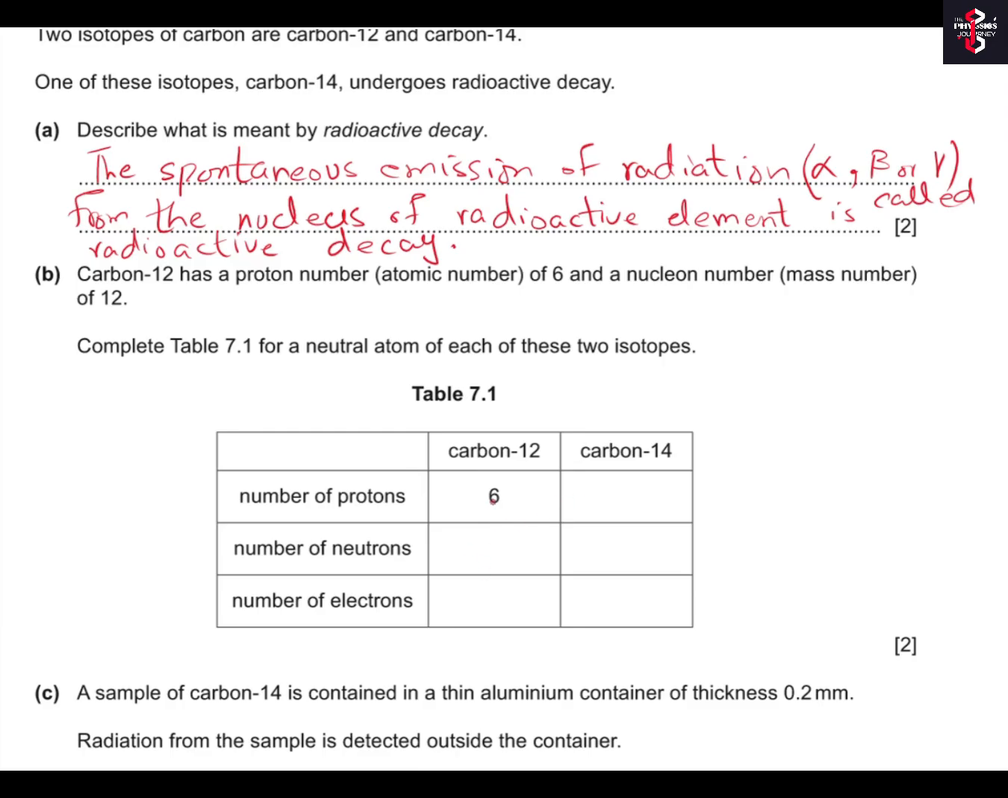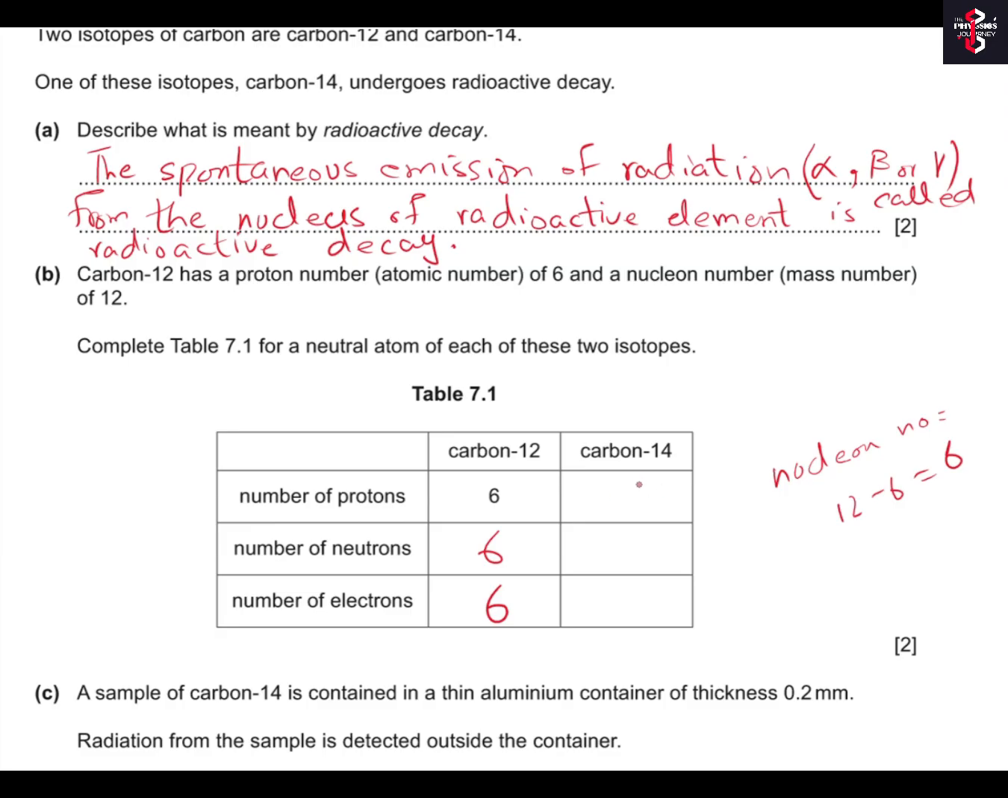So we know that the number of protons and the number of electrons are always equal, and the nucleon number is 12. 12 minus 6 equals 6. Mass number minus number of protons. So the number of neutrons in carbon 12 is also 6.